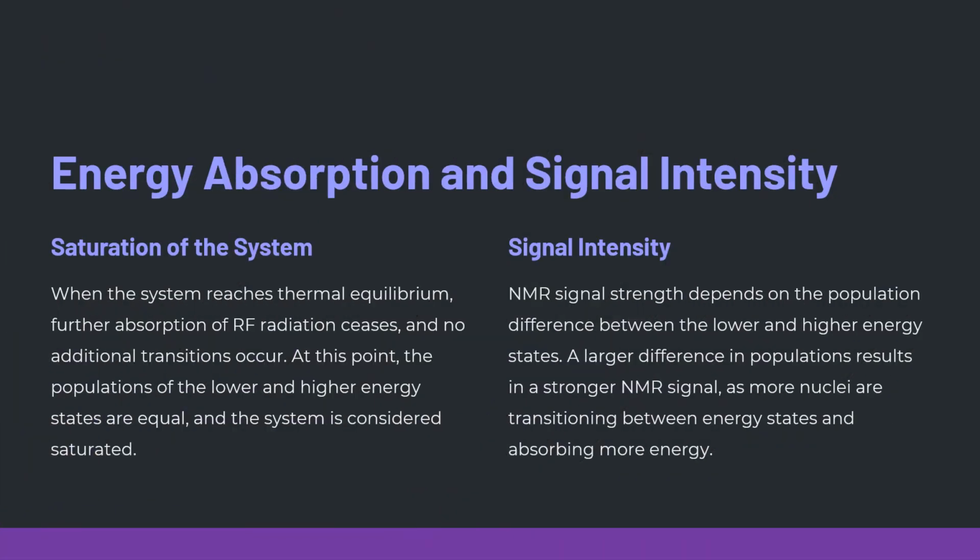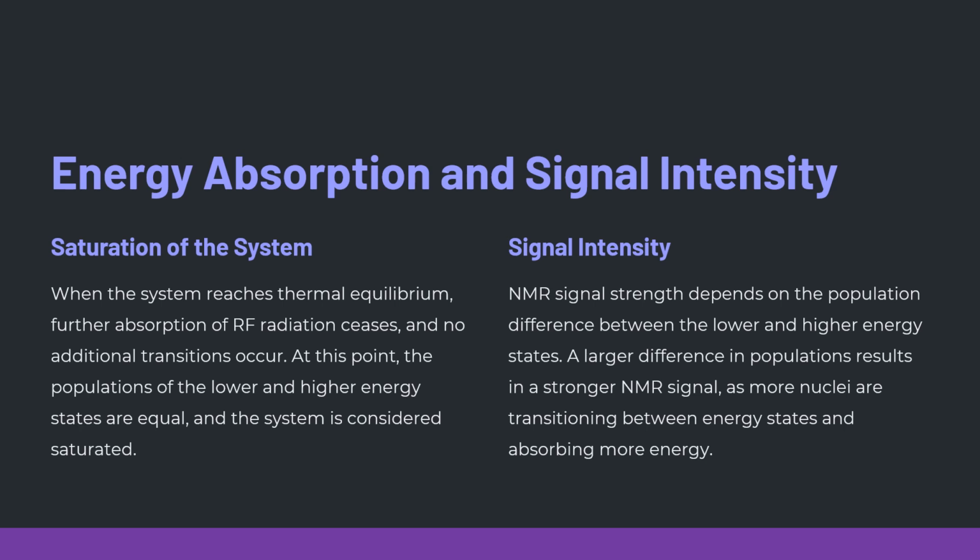Continuing from our discussion on the Boltzmann distribution law, let's now explore two key concepts that influence NMR spectroscopy: saturation of the system and signal intensity. In NMR, energy absorption occurs when nuclei transition between energy states. However, when the system reaches thermal equilibrium, further absorption of RF radiation ceases, and no additional transitions occur. At this point, the population difference between the lower and higher energy states becomes equal, meaning no net energy absorption can take place. This condition is known as saturation.